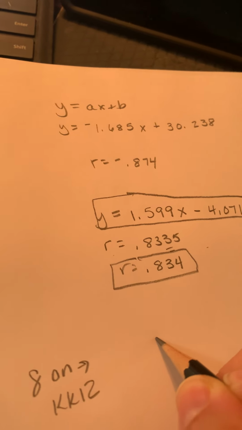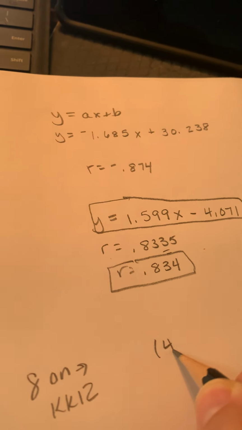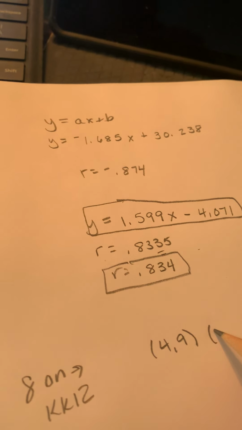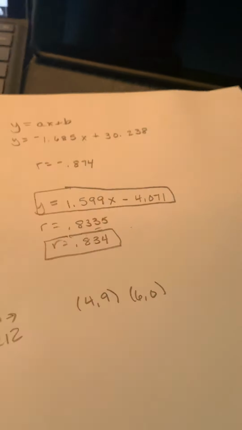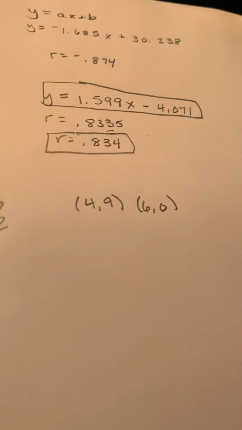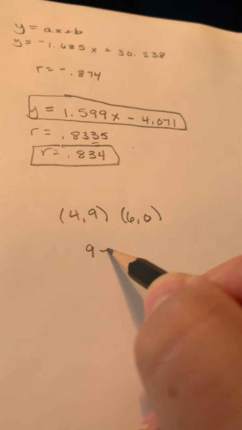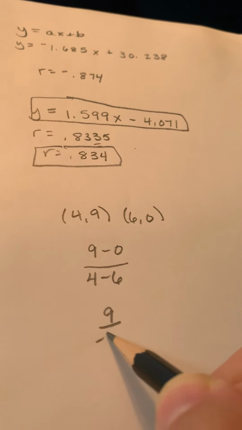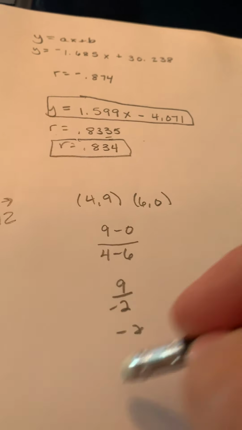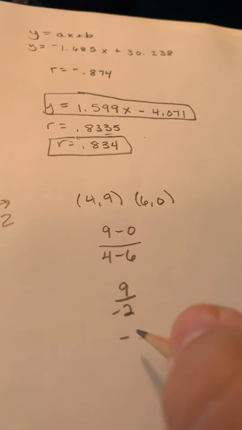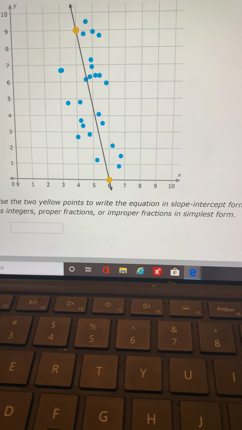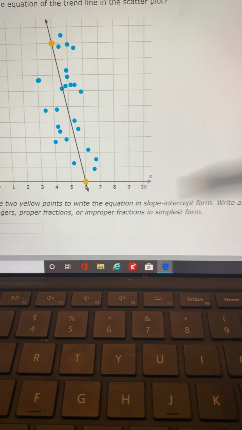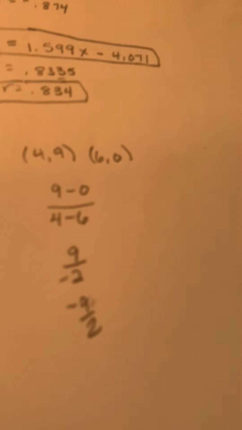So you're going to use the 2 points that you have, which are 4, 9, and 6, 0. You need 2 things to write the equation of a line, the slope and the y-intercept, right? So we're going to have 9 minus 0 and 4 minus 6, which is 9 over negative 2, which is negative 9 over 2, okay? Now, note, the calculator wants you to have these in proper fractions or improper fractions, so no mixed numbers, okay? So we're going to leave it like that.